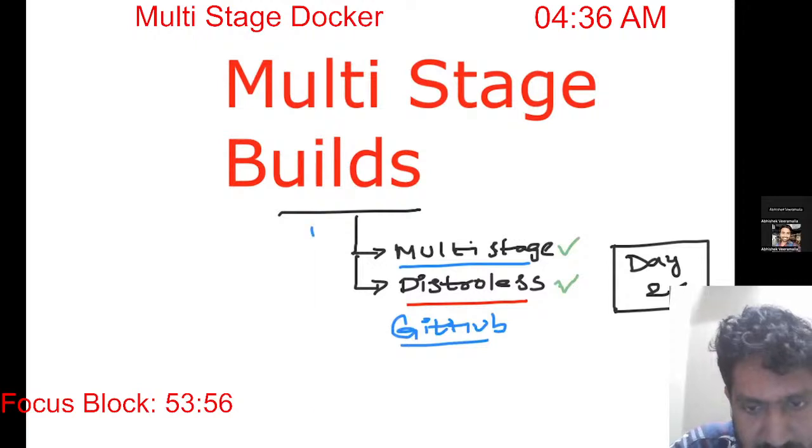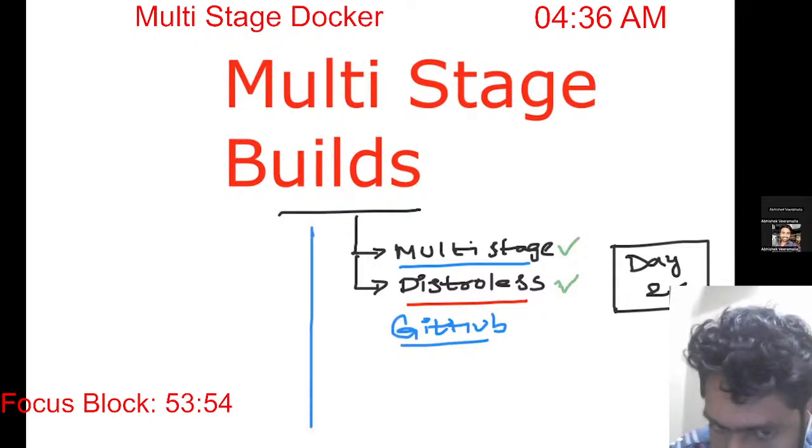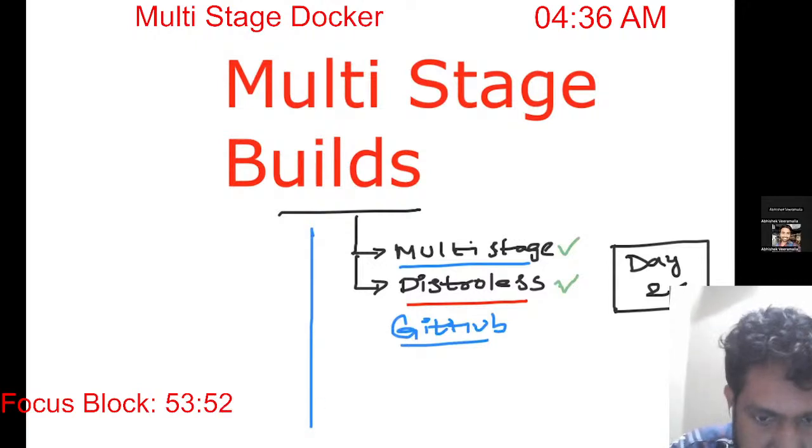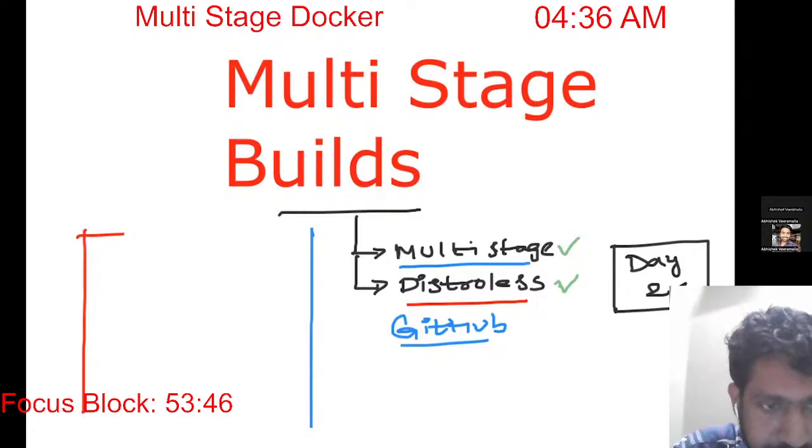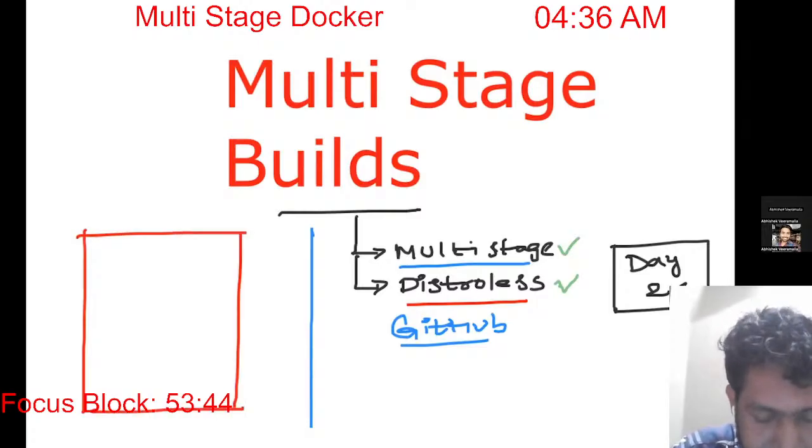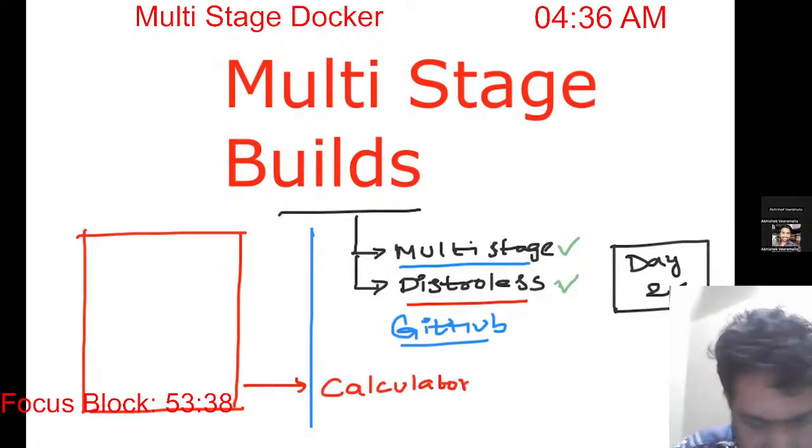Now, firstly, we should understand what is the concept of multi-stage Docker builds. Before that, let's see what is the usual process that we follow to write, let's take an example, a calculator application. Your task is to execute a calculator application as a Docker container. Assume this is a Python application. Now what will be your steps?